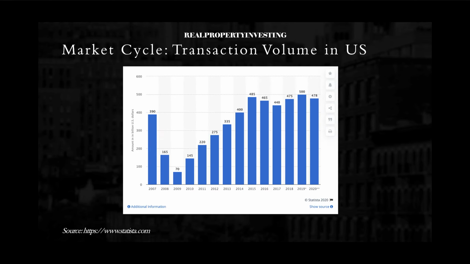This chart shows the investment volume in the US in billions of dollars from 2007 through 2020. As we saw in the previous slide, 2007 represents the peak of the market during that cycle. 2008 marks the deceleration, and 2009 the contraction. With $70 billion in transacted volume during that period, that represents an 82% decline in the market. As you can gather from the chart, it wasn't until 2014 that the market recovered the previous transacted volume.